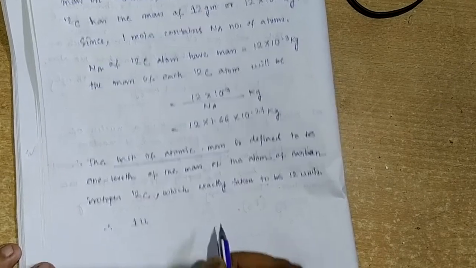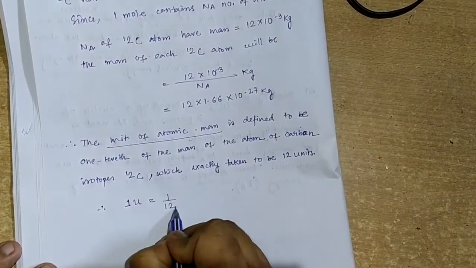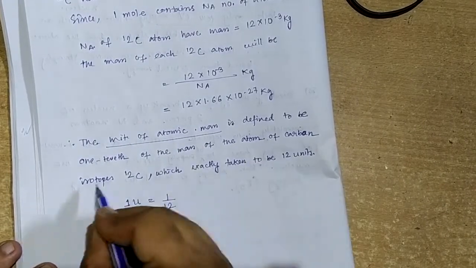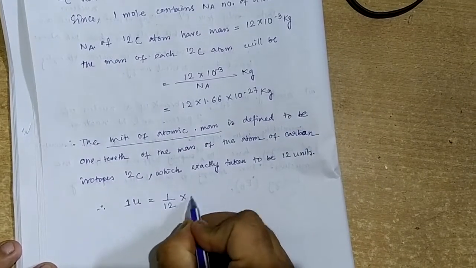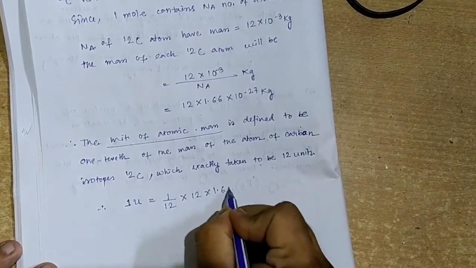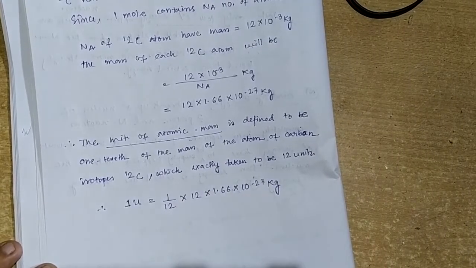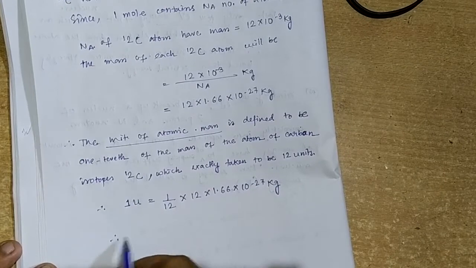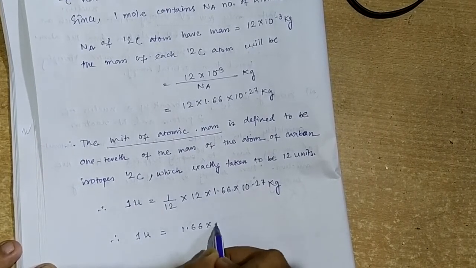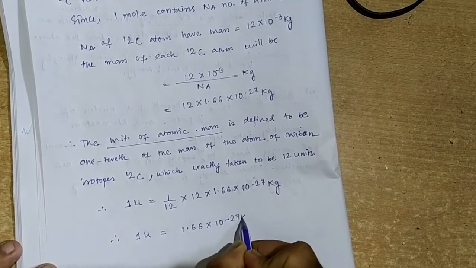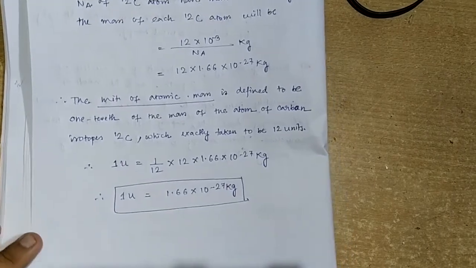That means 1 u equals 1/12 of the mass of the atom of the carbon isotope, and the mass of each carbon atom is this, that means 12 into 1.66 into 10 to the power minus 27 kg. That means 1 u becomes 1.66 into 10 to the power minus 27 kg. Clear? That is the unit of atomic mass.